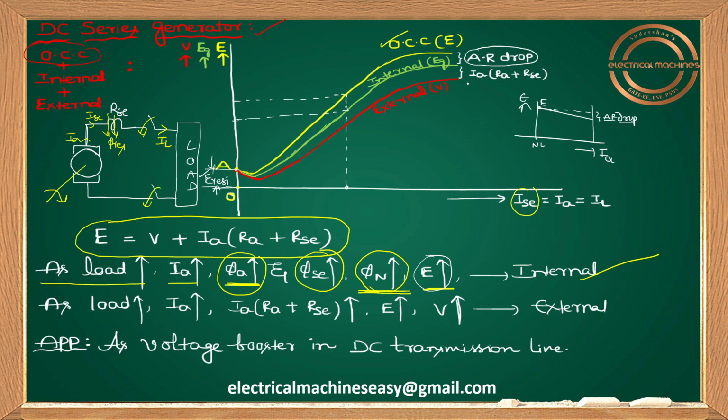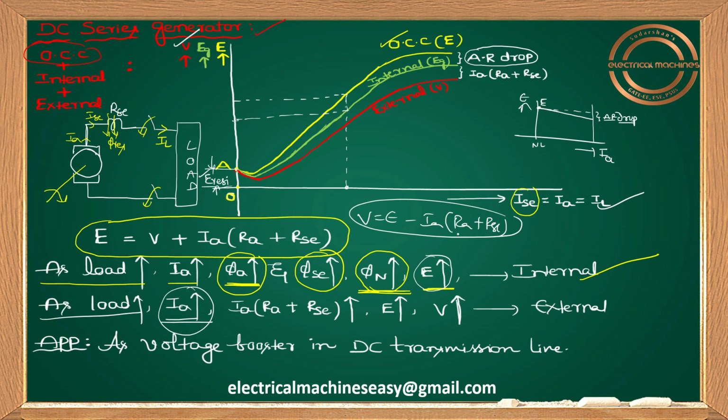Now, what about external? It's very simple. External means a graph between V versus IL. V equals E minus IA into (RA plus RSC). As usual, as load increases, what will happen to the IA value? First of all, the load current IL will increase, and IL, ISC, IA are all the same in the case of a series generator. So IA increases. Whenever IA increases, IA into (RA plus RSC) will increase.